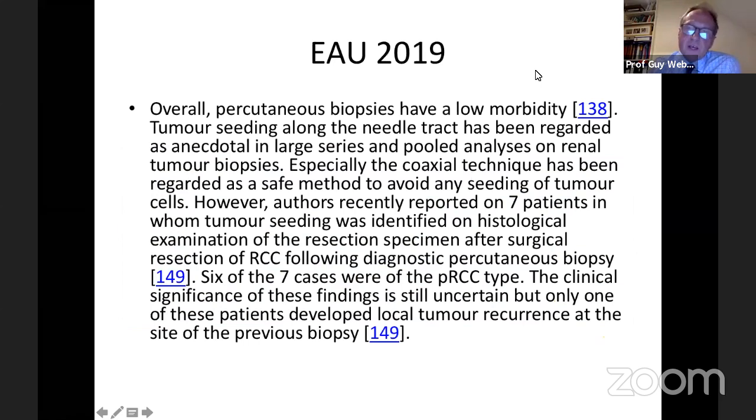Now, the EAU updated its renal biopsy guidelines last year to say, and this is quite contentious, halfway down: however, authors recently reported 7 patients in whom tumour seeding was identified on histological examination of the resection specimen after surgical resection of renal cancer following diagnostic percutaneous biopsies. And 6 of these 7 cases were papillary renal cancer, although the clinical significance is unknown, and only 1 of the patients developed a tumour recurrence at the site of the previous biopsy.